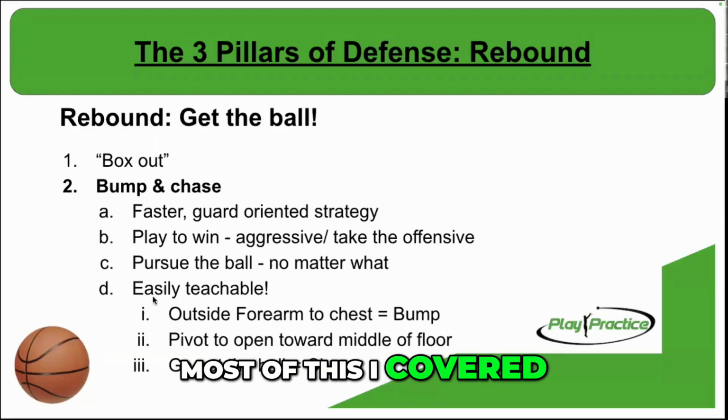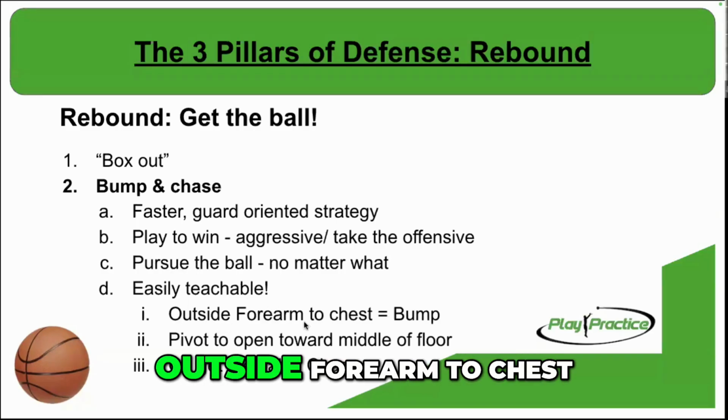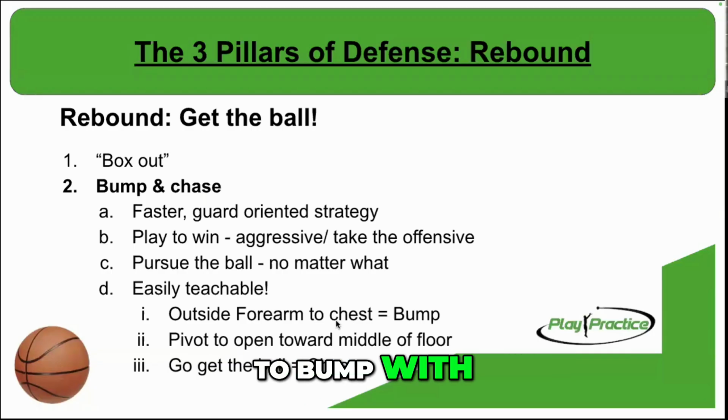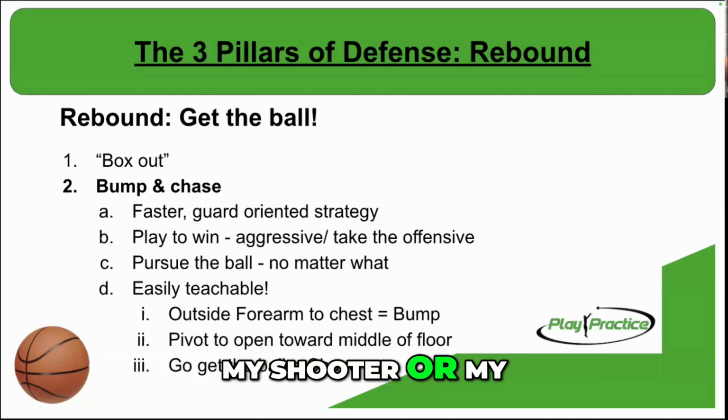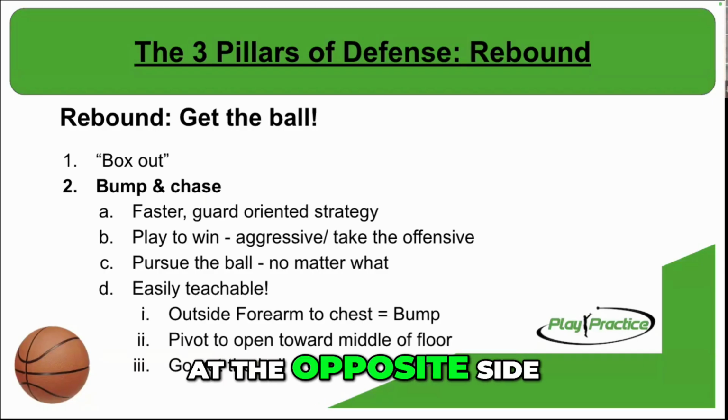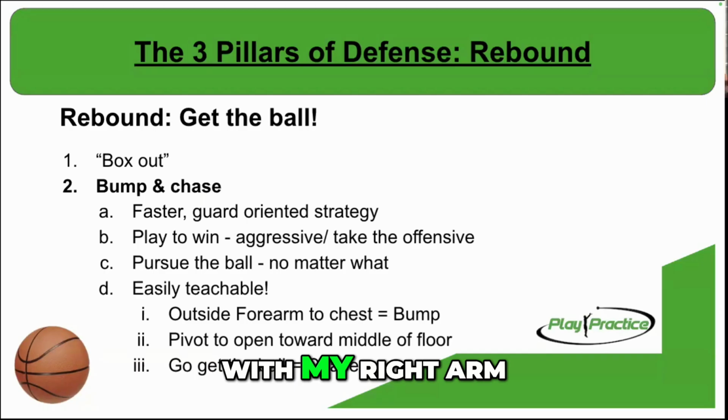Again, most of this I covered. I guess more specifics: outside forearm to chest is what we're looking to bump with. So if I was on the right side of the floor, facing away from the basket, and my opponent is to my right on the wing, I'm going to use my right arm to bump them. The main goal is to be able to pin them and open to see the middle of the floor where the ball is going to hit the rim fastest. So if I see a shot go up on the opposite side of the floor, I'm going to bump them with my right arm, open my left foot, and now I can have vision and a path to go get the ball. And then again, chasing it down is our goal.